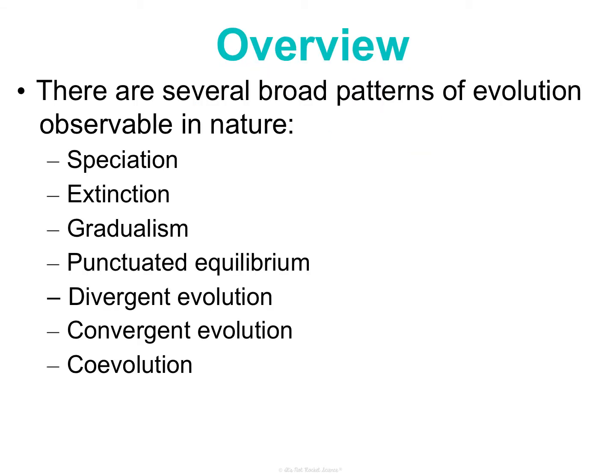There are several patterns that we see in evolution. Now, these are very broad patterns, but they're very observable in nature. Not only can we actually see them happening, but we can also measure and track them. So they are speciation, extinction, gradualism, punctuated equilibrium, divergent evolution, convergent evolution, and then coevolution. We're just going to hit on each of these individually.